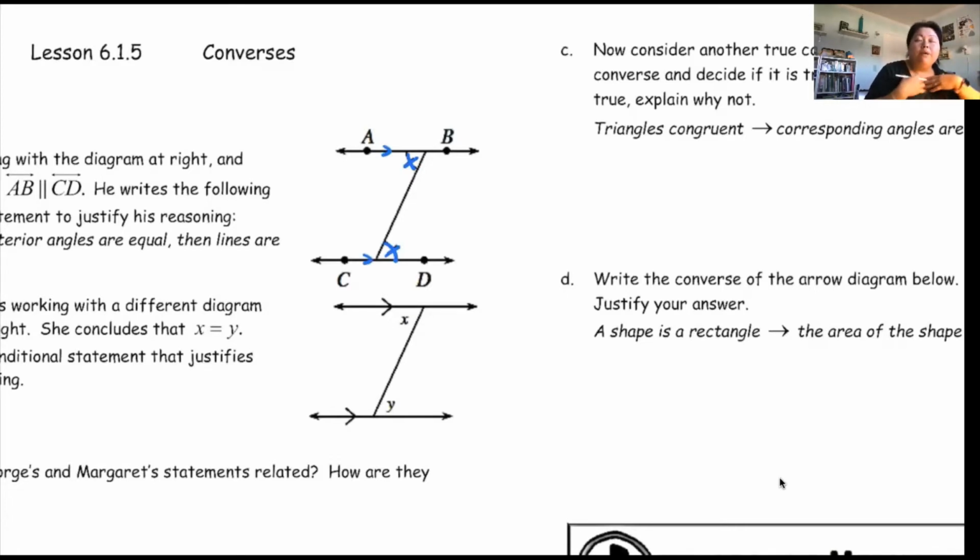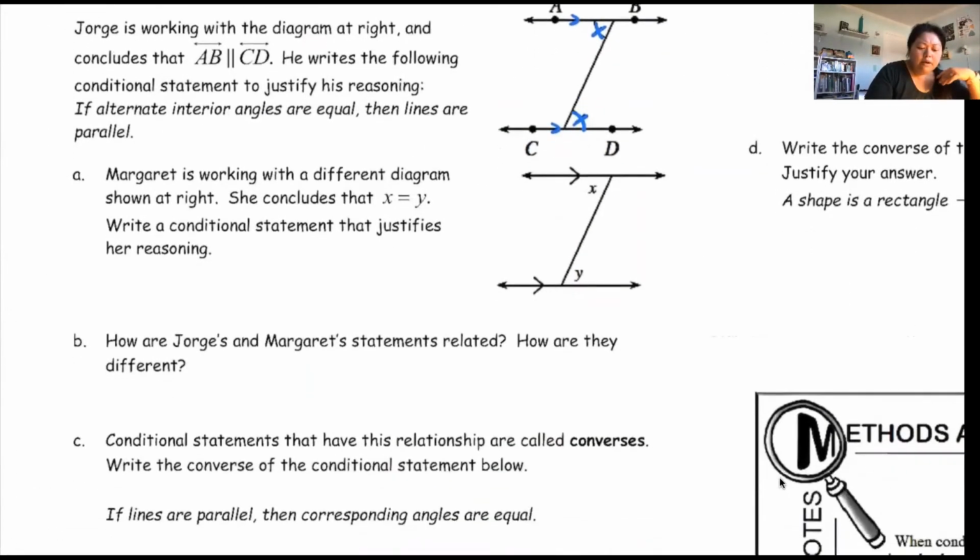So when we had it back in the previous chapter, we said we have parallel lines, therefore alternate interior angles are congruent. Now we're going backwards. Alternate interior angles are congruent, therefore I have parallel lines. That's why this is a converse. Okay. Martha is working with a different diagram. She concludes that x equals y. So x equals y. Okay. Write a conditional statement that justifies her reasoning.